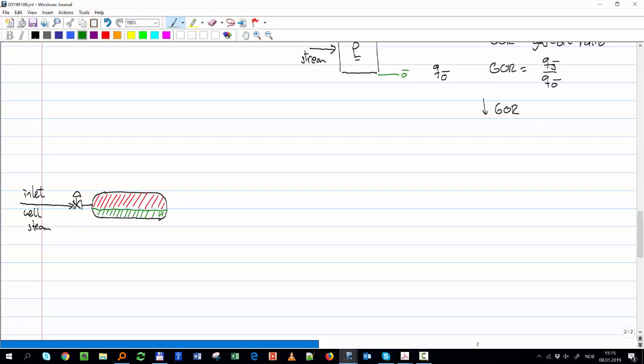After that, the first one that the stream meets after it comes from the field is called the high pressure, sometimes abbreviated HP separator. And these separators sometimes we call simply gravity separator. Simply by gravity, since they have different densities, the oil and the gas separate.